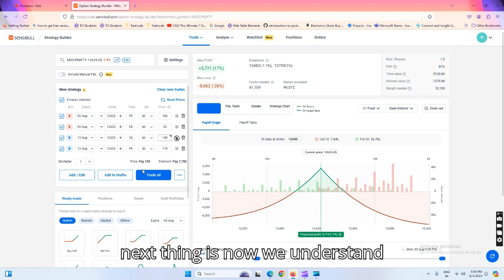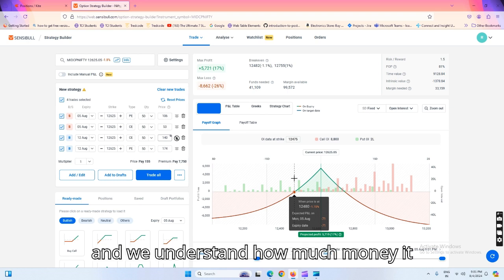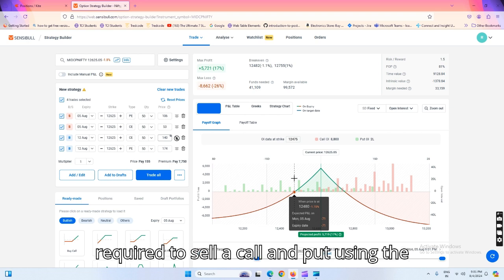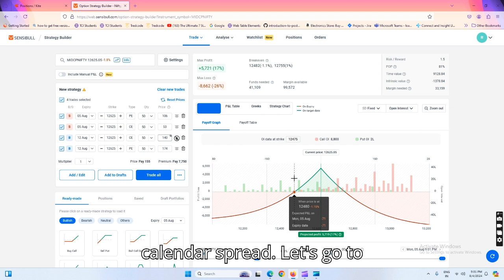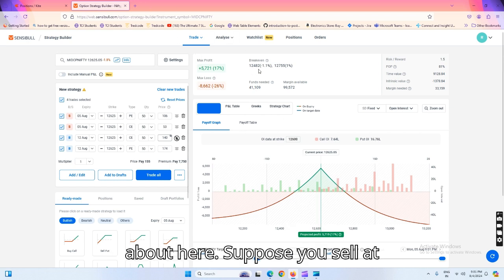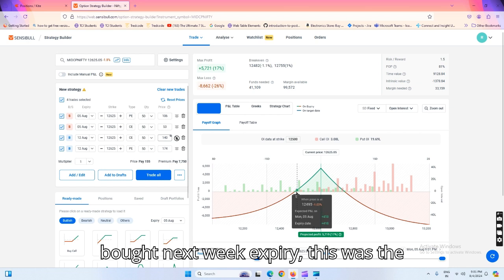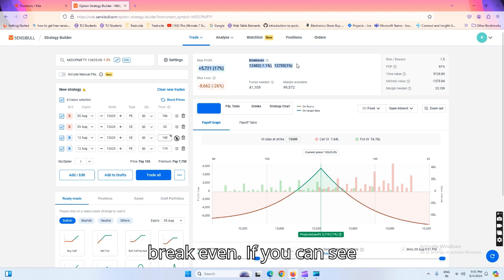Now we understand what is meant by calendar spread, and how much money it requires to sell a call and put using the calendar spread. Let's go to our break even. I'll explain a little bit here. Suppose you sell at the money call and put, and you bought the next week expiry. This was the break even.